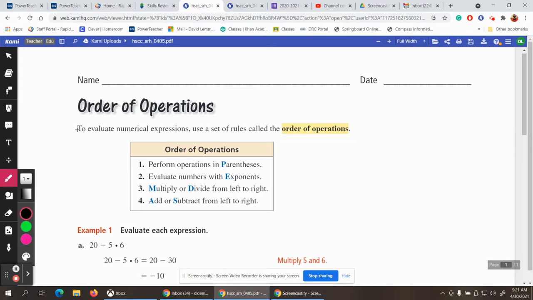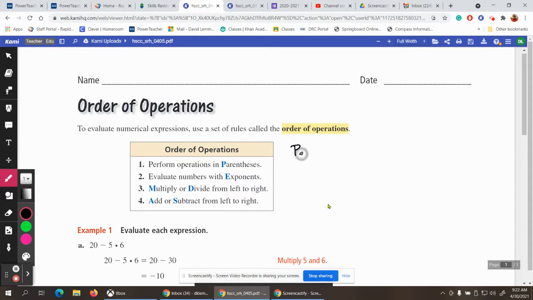So, we are back with order of operations today. To evaluate a numerical expression, use a set of rules called the order of operations. If you can do order of operations, you can answer all the Facebook problems where they say, hey, what's the correct answer? Usually kids with a lack of understanding know that it's PEMDAS, as they might pronounce it horribly.